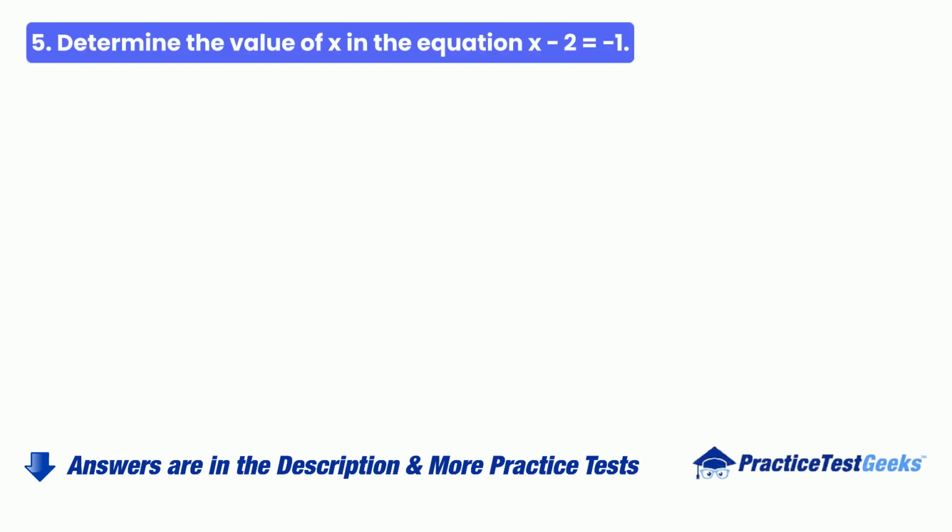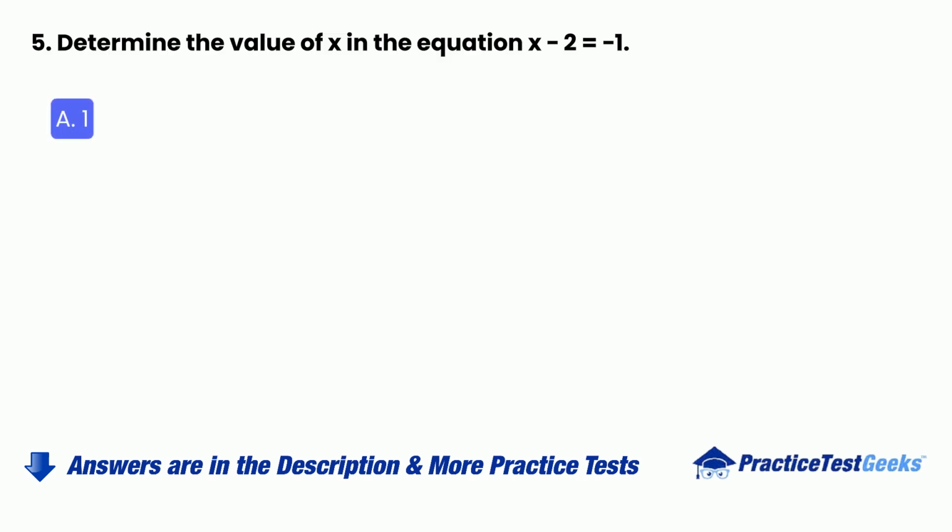5. Determine the value of x in the equation x minus 2 equals negative 1. A. 1. B. Negative 1. C. Negative 3. D. 3.